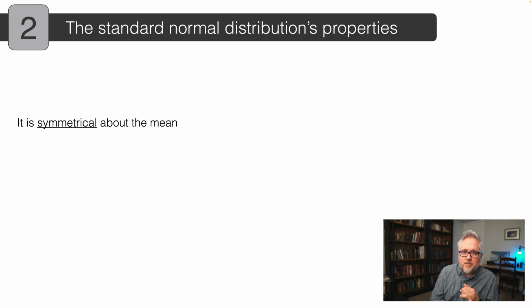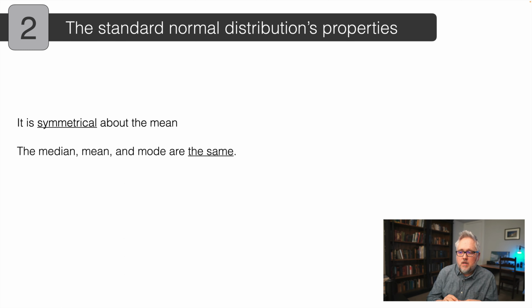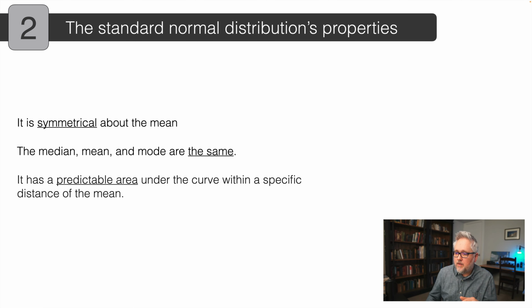So the standard normal distribution, it's symmetrical around the mean. Both sides, you can fold it in half, they would be the same. The mean, median, and mode are the same. So the median value, the value in the middle, is the same as the average value, which is the same as the most common value.